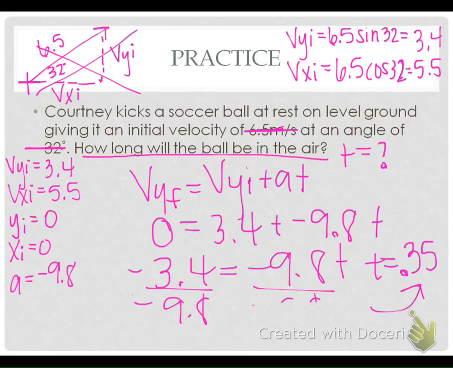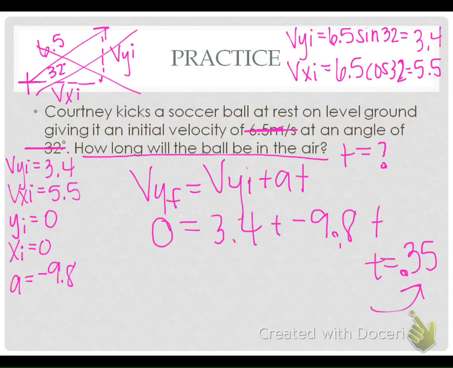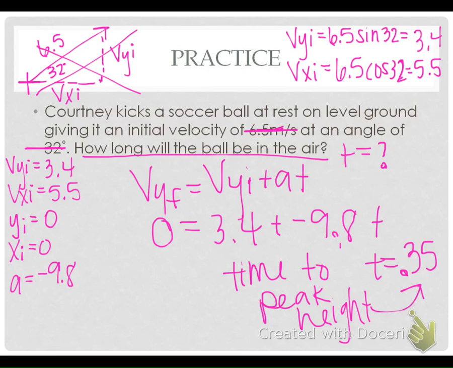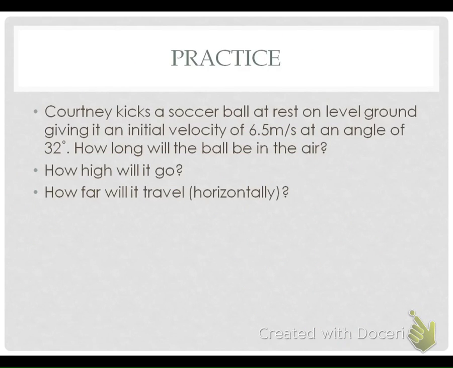So 0.35 is only our time to peak height. We need to take it times 2 to get our total time. I know, I'll forget that. So we took our time in the last one times 2 to get 0.7 for the total time.